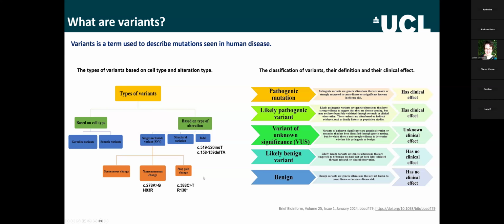It's also known as a stop gain change, and in your report, it'll tell you where it is. So the R is the amino acid name, it's an arginine. 130 is the 130th position on the protein. And the star means it's been changed into a nonsense codon. So it's given the protein an additional, premature stop signal, so it's not producing a functional protein.